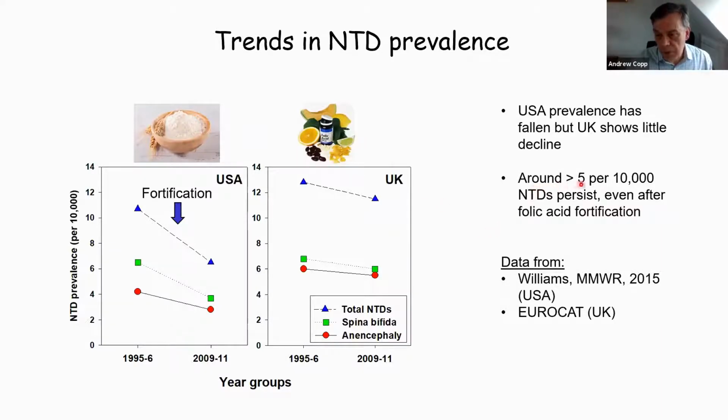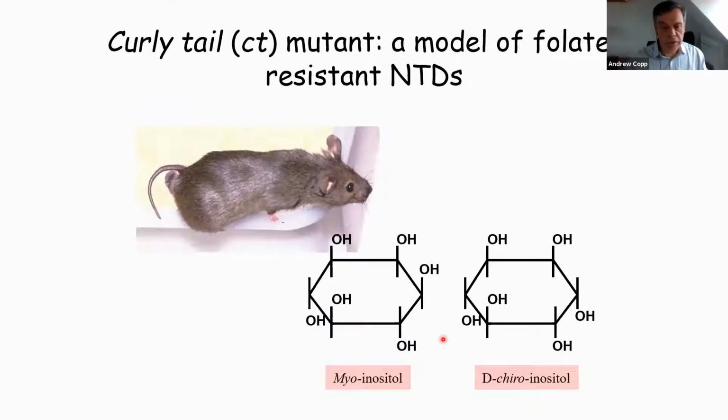But the other point I want you to notice is that more than 5 per 10,000 NTDs persist. So the USA is now fully fortified for 20 years, and yet still shows us a 7 per 10,000 prevalence. So what can we do in future about these cases that appear not to respond to folic acid? So we've been working on this for a long time.